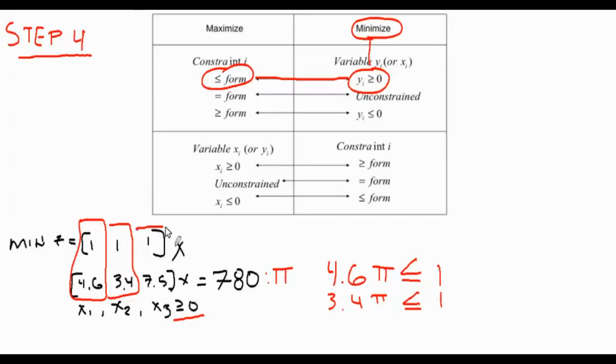The third dual constraint is going to be 7.5 times pi. Right-hand side is 1 again up here. Same story. We have a minimization problem. The corresponding primal variable is greater than or equal to 0, so a minimize problem. Greater than or equal to 0 for the decision variable. We go over to the side here and we get a constraint that's less than or equal to. And these are our 3 dual constraints for the problem.